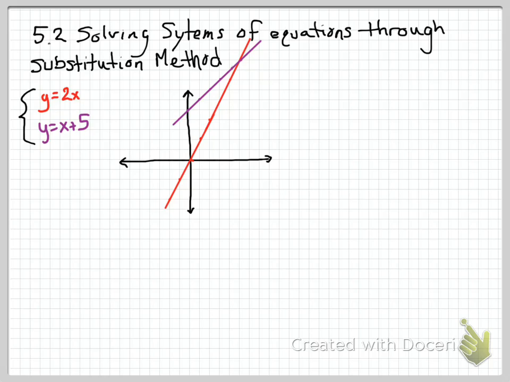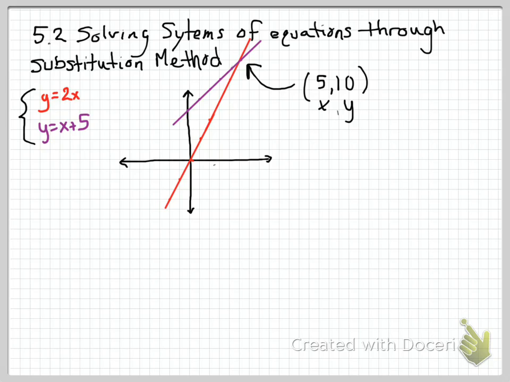So you can see from all that they intersect right there, which is going to be at (5, 10), where 5 is the x and 10 is the y. So this (5, 10) is a unique point because it's the only point where the two lines cross. It's the only ordered pair that works for both equations.